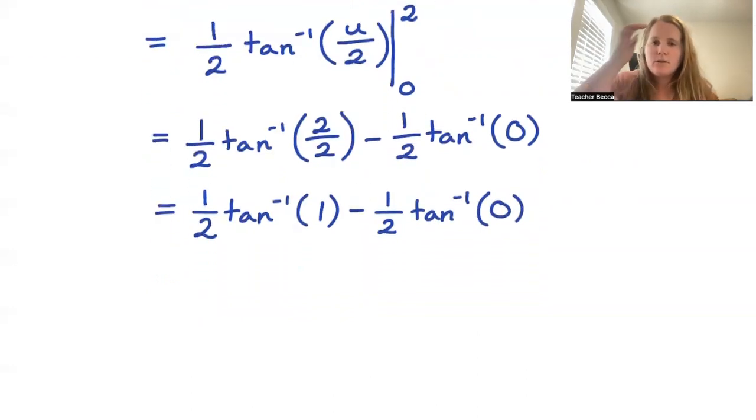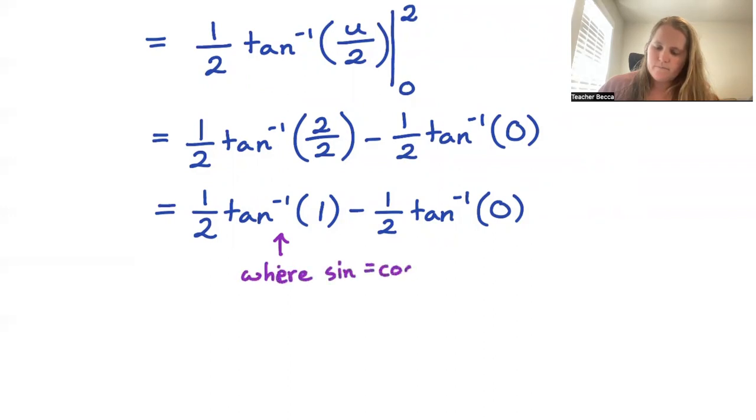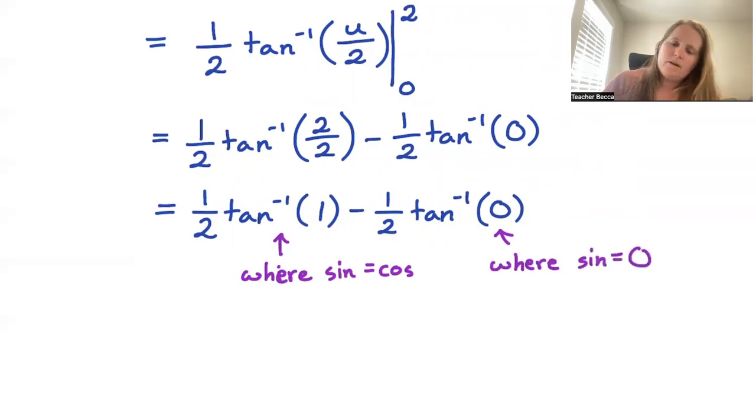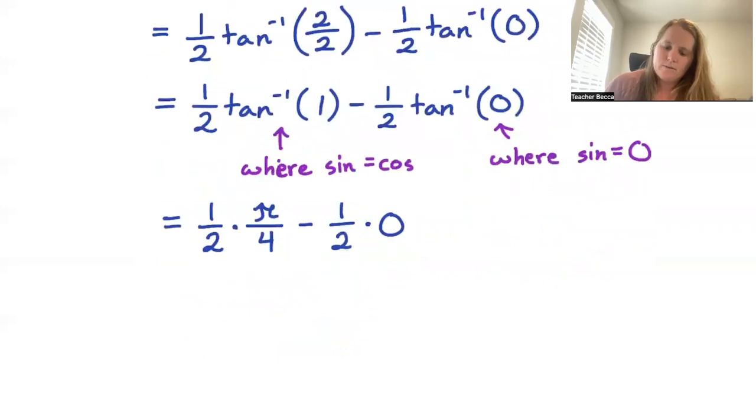Remember, tangent is sine over cosine. So tan inverse of 1 is where sine and cosine equal each other. Tan inverse of 0 happens where sine equals 0. And so we wind up getting 1/2 times pi over 4 minus 1/2 times 0, otherwise known as pi over 8.